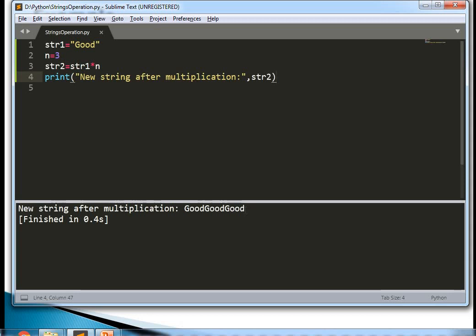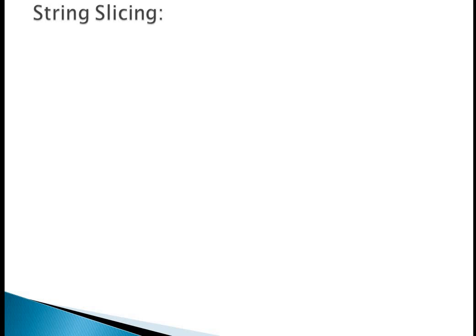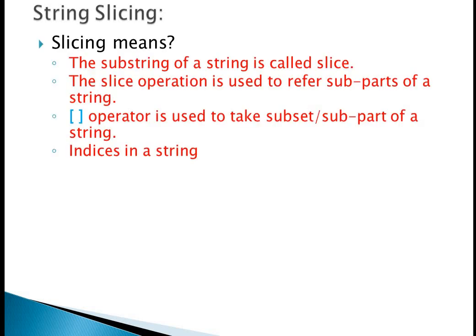Now the next operation in the sequence, string slicing. First, what is the meaning of slice? The substring of a string is called a slice. The slice operation is used to refer to subparts of a string. We are going to use the square bracket as the operator for this purpose. Python allows the square bracket to be used as the slicing operator.